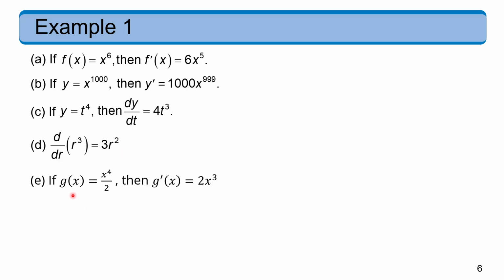Now the last one, we're back to the prime notation. We're given this g of x. Now this doesn't quite look as simple as x to a power. So what we're going to do here is realize this is just 1/2 times x to the 4th.